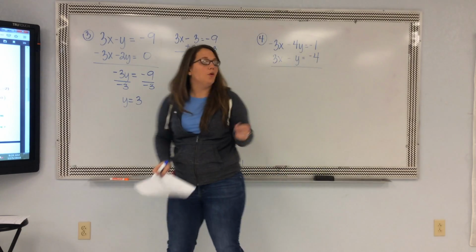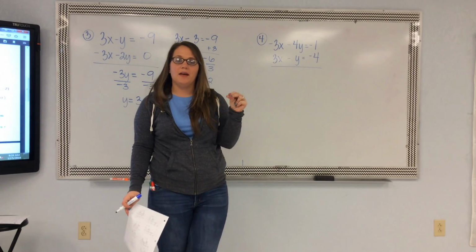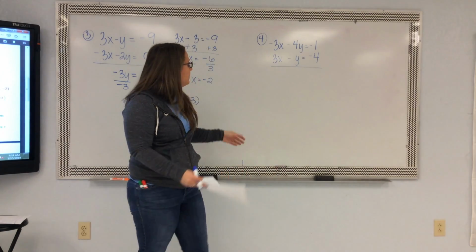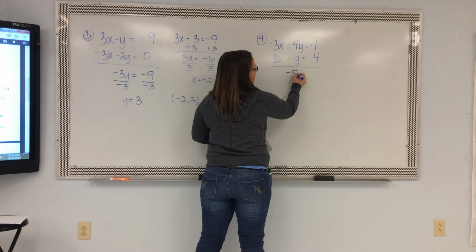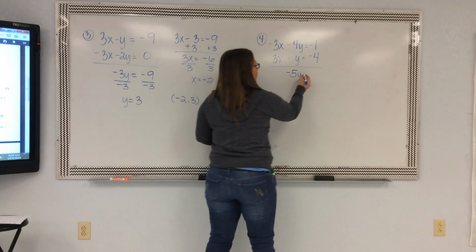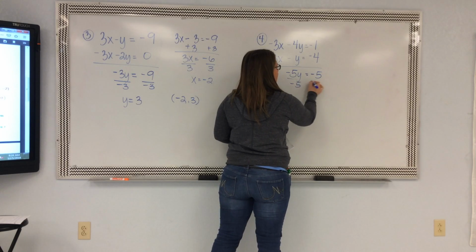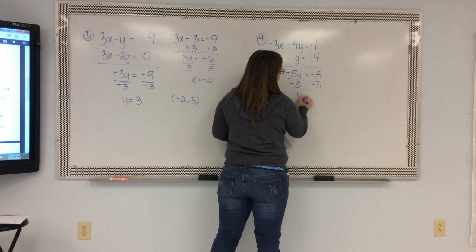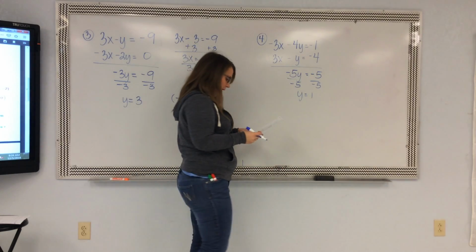Taking a look at number 4, once again I have a negative 3x over a positive 3x, so when I combine those together, they'll go away. So then I have a negative 4y and a negative y, which together gives me negative 5y. Negative 1 and negative 4 together give me a negative 5. So when I divide both of these sides by negative 5, y is equal to a positive 1. Negative over a negative is a positive.